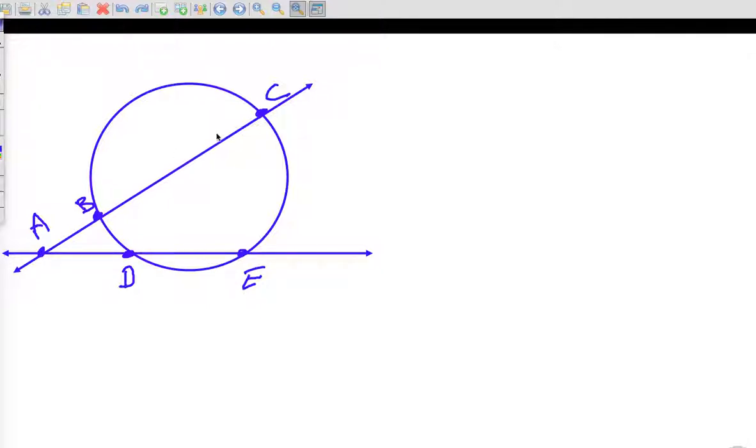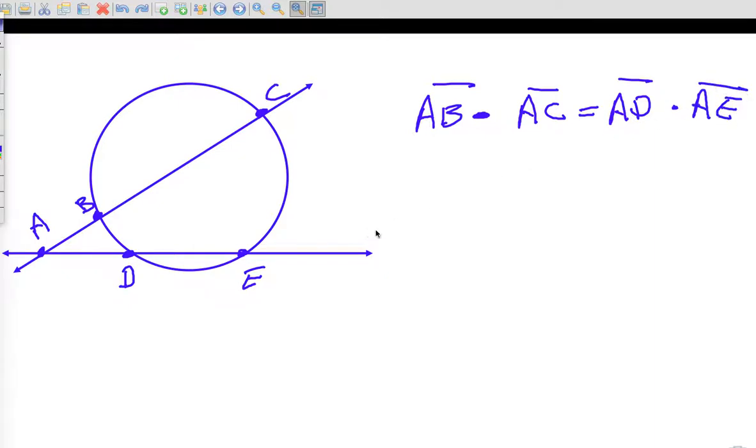So the relationship that happens here is the product of segment AB times segment AC, which means the entire segment. So now we're looking at this little piece multiplied by the entire piece. So segment AB multiplied by segment AC is equivalent to segment AD times AE. So AD times AE.